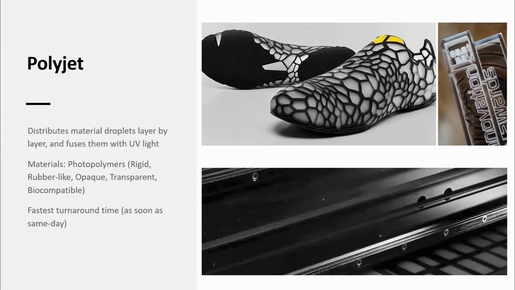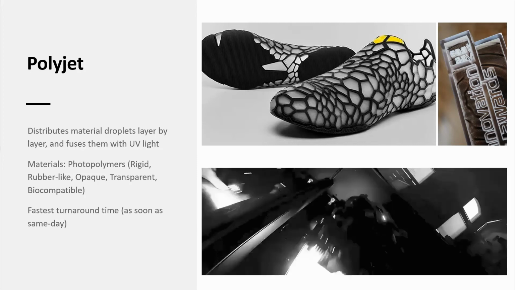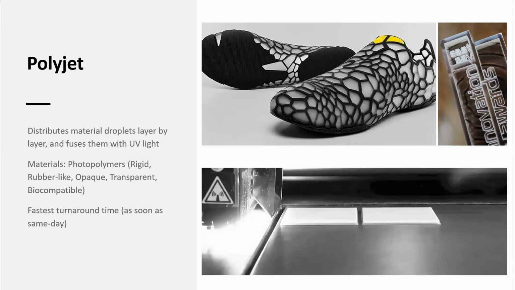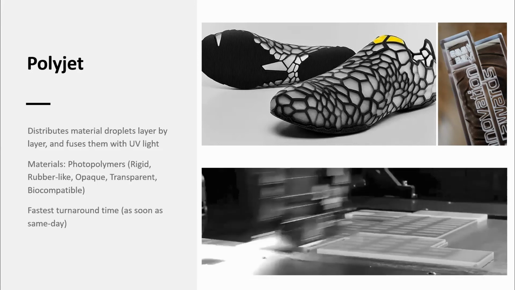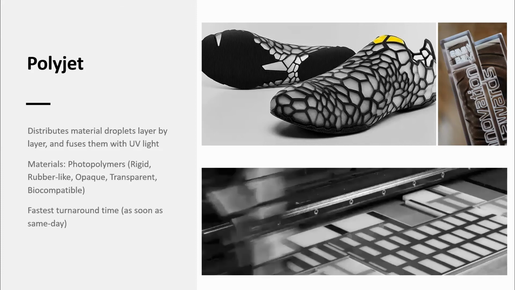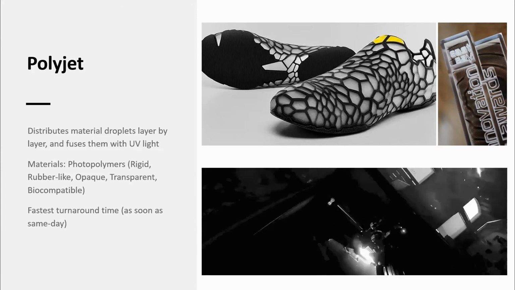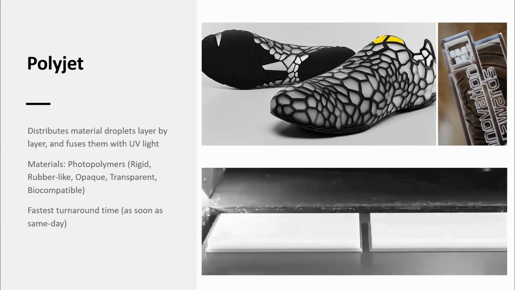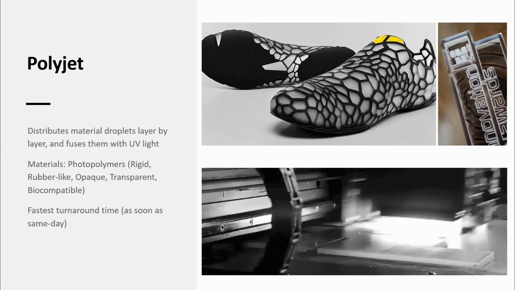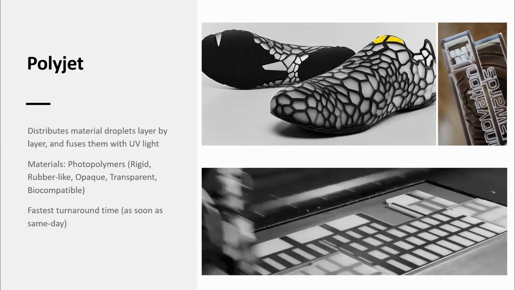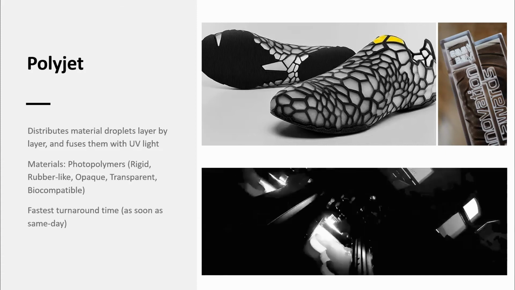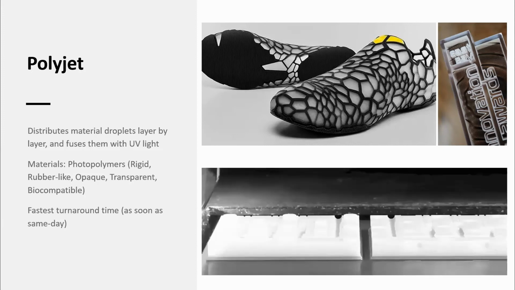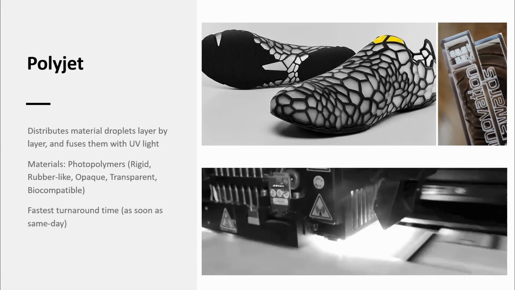Polyjet is a really versatile technology because of the wide range of materials available, as well as the ability to print multi-material parts. All of the materials for Polyjet are photopolymers because the process prints using a print head and then curing with UV light. And the materials available include a wide variety of rigid materials, rubber-like materials, as well as both opaque and transparent materials, and even biocompatible materials.